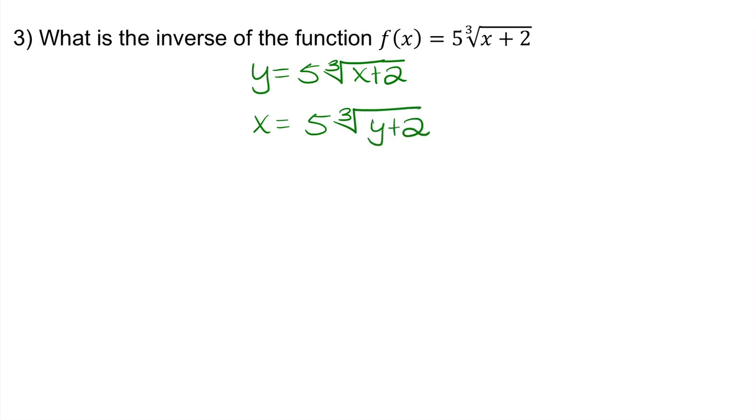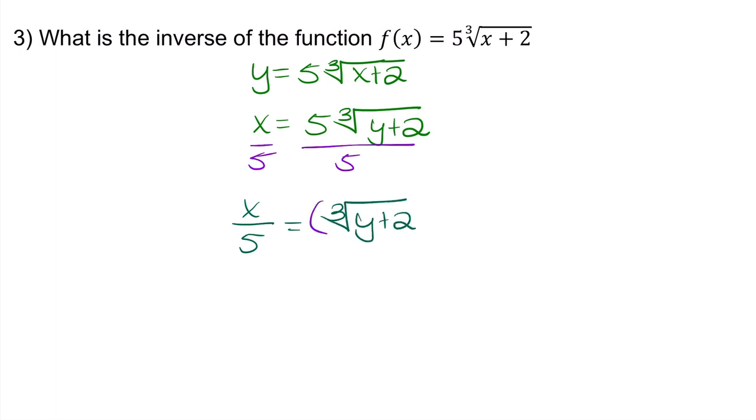So now we need to work on isolating the cube root. You notice the cube root is not isolated because it has that 5 in front of it. So I'm going to do the opposite. I'm going to go ahead and divide both sides by 5. So that's going to give us x over 5 equals the cube root of y plus 2.